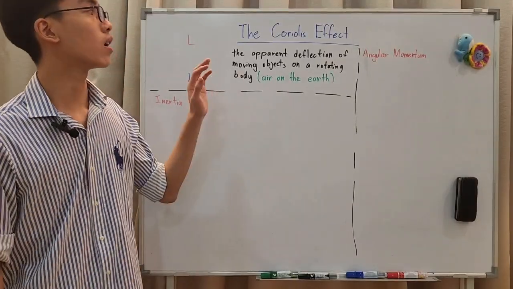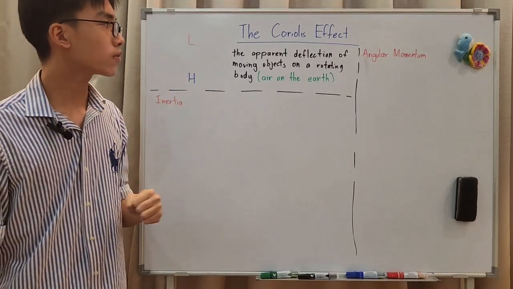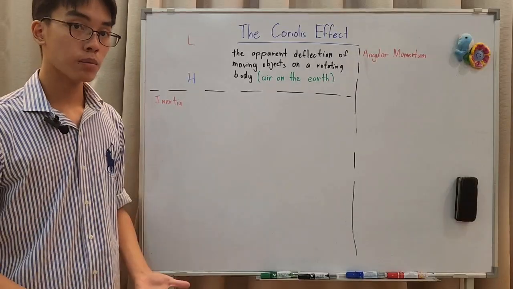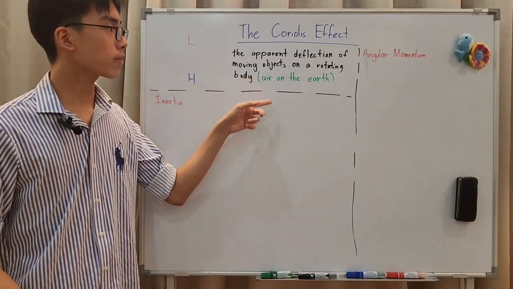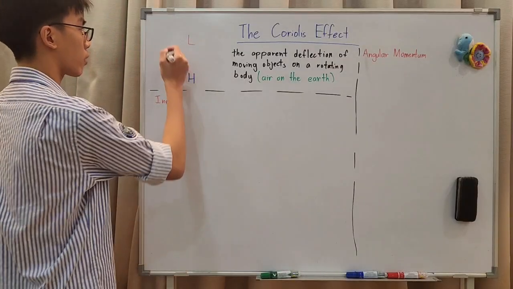So let's start by defining what the Coriolis effect is. It's defined as the apparent deflection of moving objects on a rotating body. If we're talking about the atmosphere, our moving object is the air and our rotating body is the earth. Now, let's put it on a diagram.